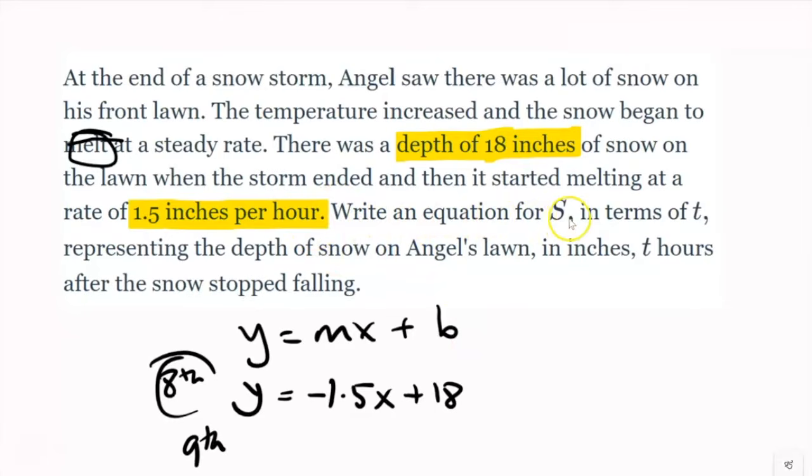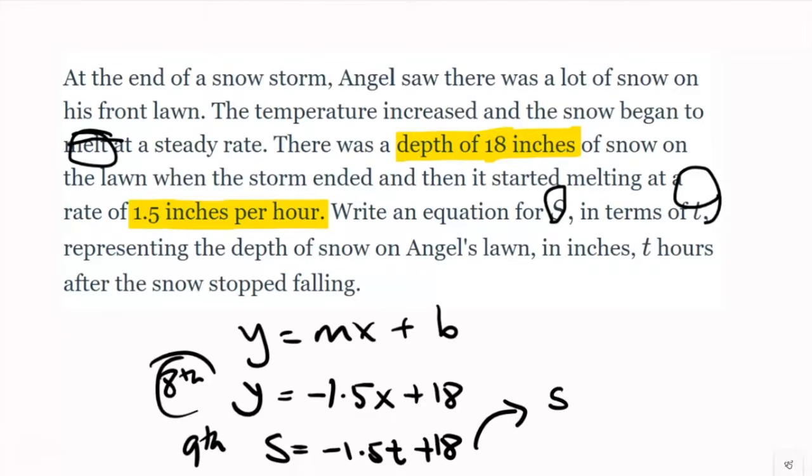It says write an equation for S. So I have to use capital S, which is equal to, in terms of t. So this is negative 1.5t plus 18. Now, in 9th grade, this is what you're going to see: S as a function of t is going to be negative 1.5t plus 18.